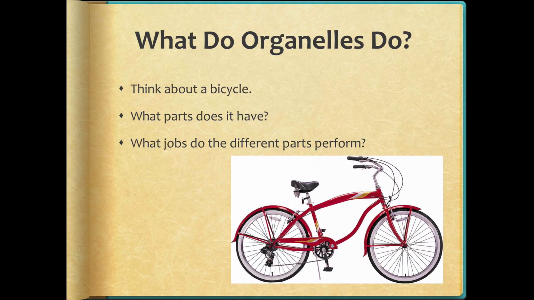Let's take a moment and think about a bicycle. What parts does a bicycle have? What jobs do the different parts perform? How do these different parts work together in order for the bicycle as a whole to function? Could a bicycle work well if one part, such as the seat or the handles or the brakes or one wheel or both wheels or the pedal, whatever it could be, was missing?